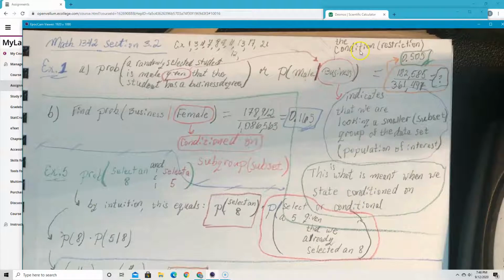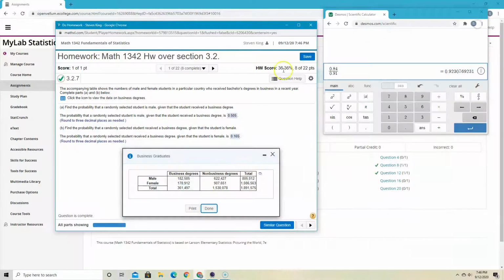So, well, this condition is the students, out of the students who have a business degree, which is this 361,497, this many here. Now, what goes in the numerator? Well, the question, what is the probability that out of this many people, you randomly pick one, and that student ID belongs to a male?